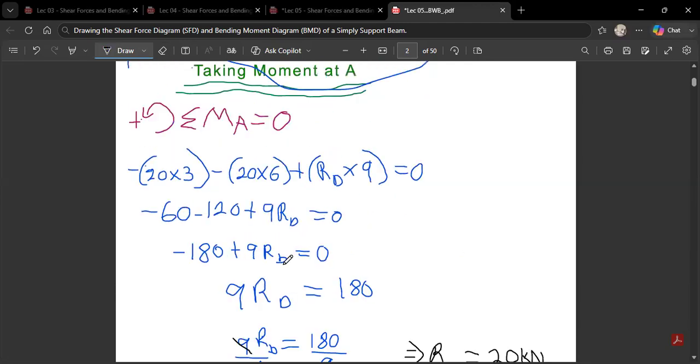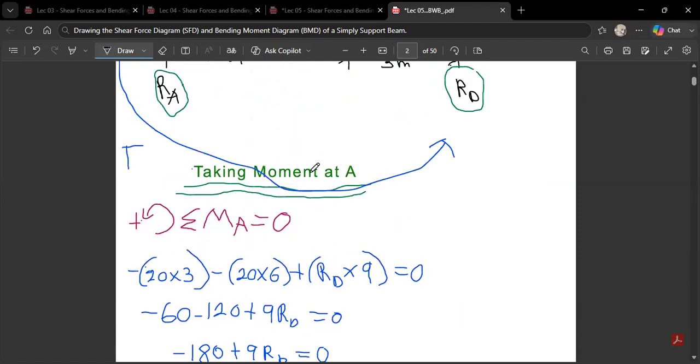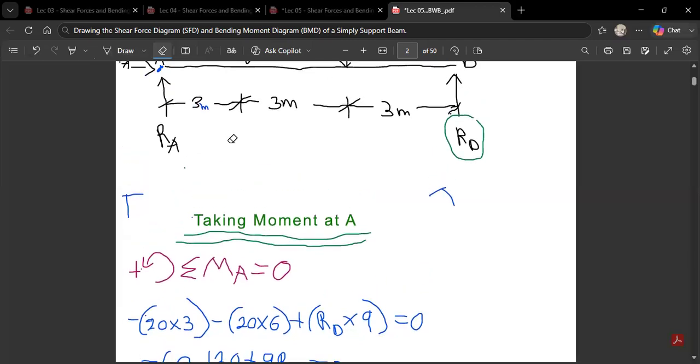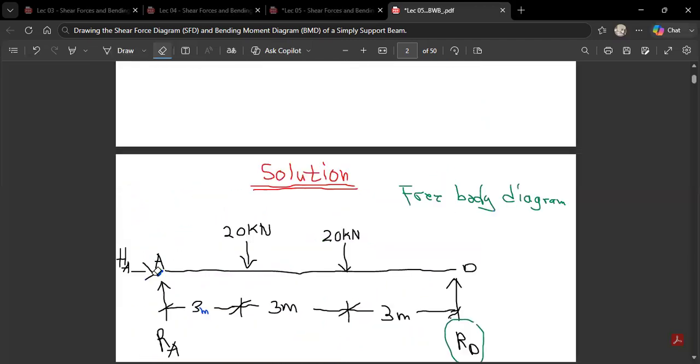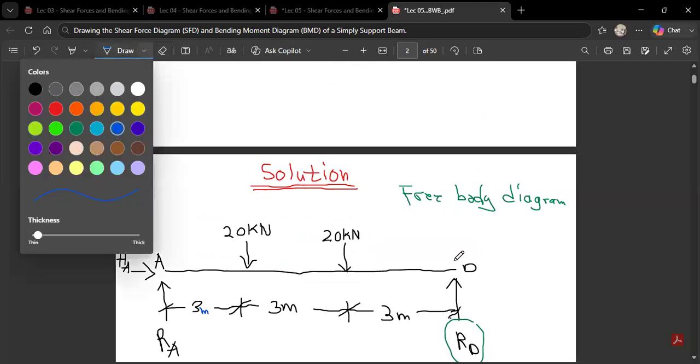From here, what are we going to do next? We are also going to take moment at D, just as we did for the initial one where we took moment at A. So we have now calculated for reaction RD. We know that RD is 20. We want to know reaction RA. This is where we are going to take the moment. We are going to take the moment at D. So this is going to be our origin now.